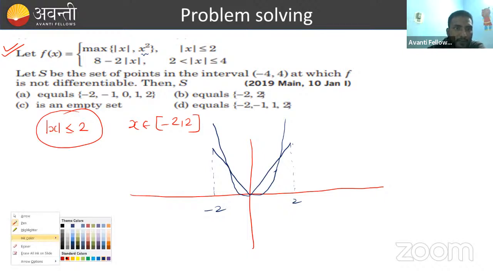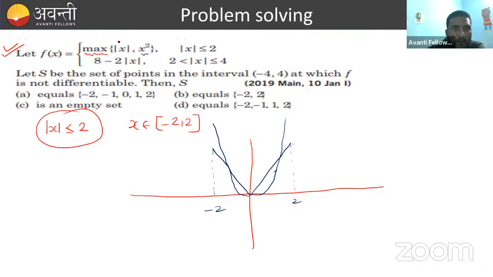The function is defined as the maximum of mod x and x square. So you have to see the maximum. If you find the intersection points, it will be minus 1 and this will be 2. From minus 2 to minus 1, which graph is giving the maximum value? This one. So you have to take the maximum and delete the minimum. So I have deleted it.